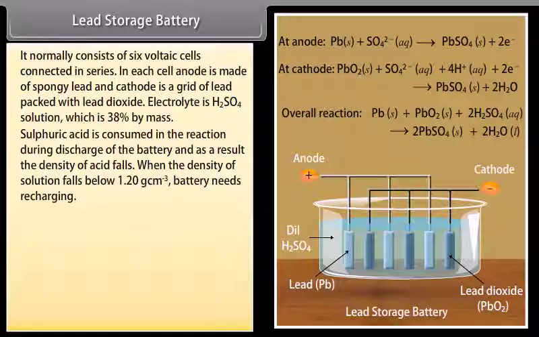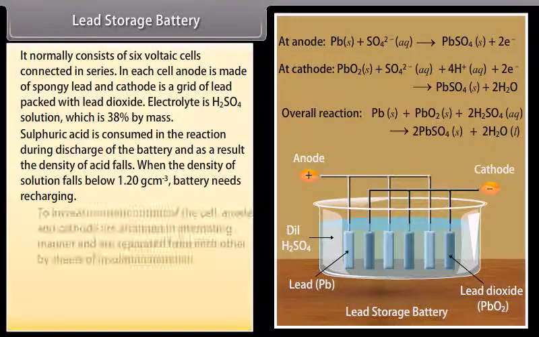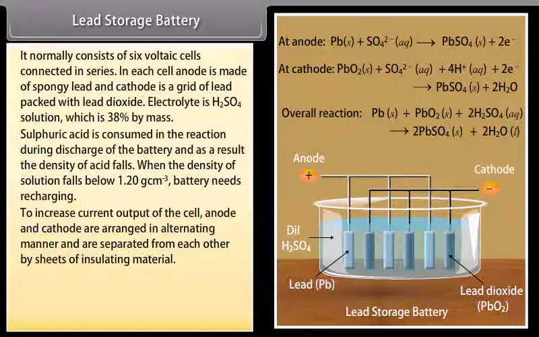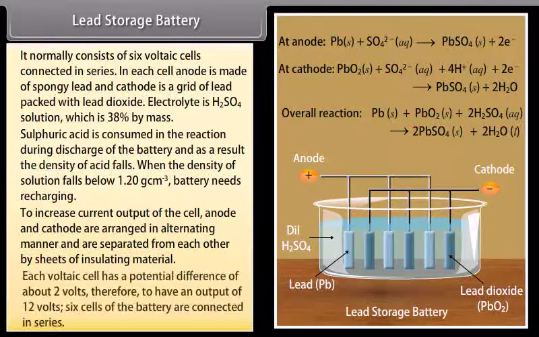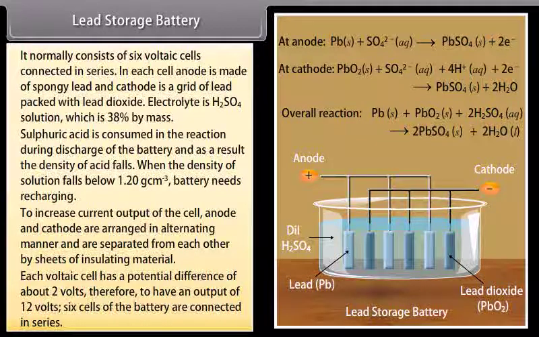When electrical energy is supplied to the battery from an external DC source, the cell operates like an electrolytic cell and chemical reactions take place. But now, the electrode reactions are reverse of those that occur during the discharge of the battery. To increase current output of the cell, anode and cathode are arranged in alternating manner and are separated from each other by sheets of insulating material. Each voltaic cell has a potential difference of about 2 volts. Therefore, to have an output of 12 volts, 6 cells of the battery are connected in series.